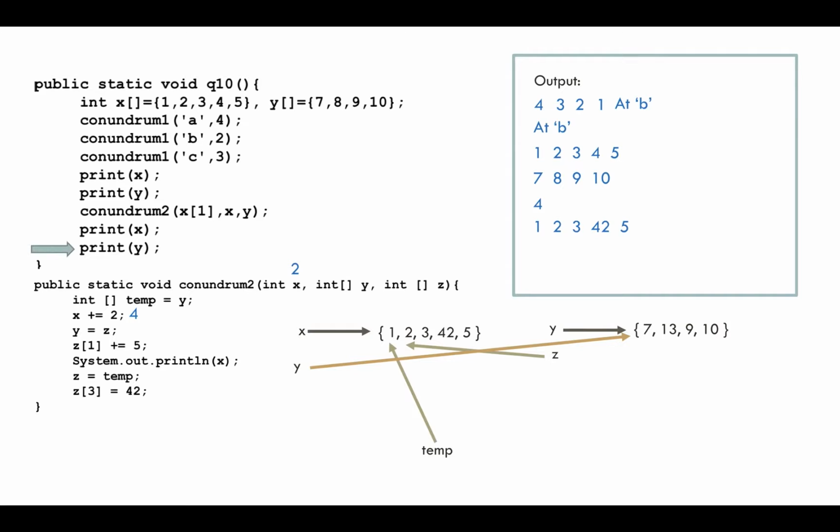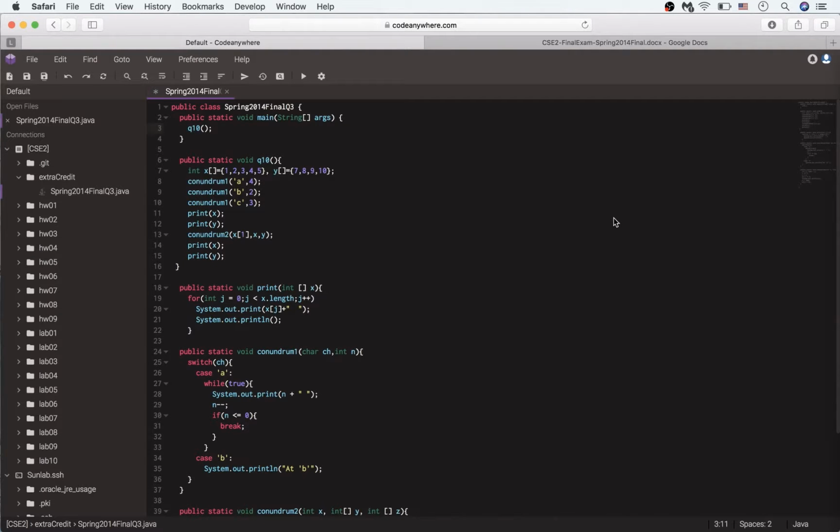This works the same for array y, which is going to print out the array with the changes we make, so it prints out 7, 13, 9, and 10. So let's now compile and run this program to see if it generates the same output that I've run before.